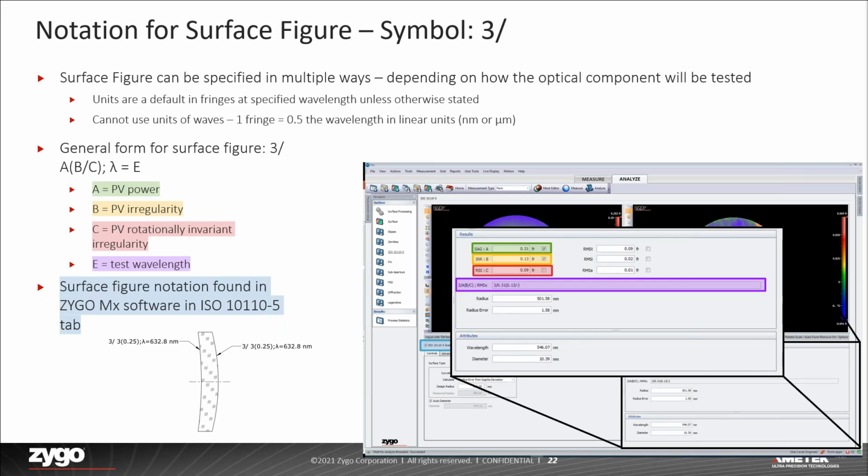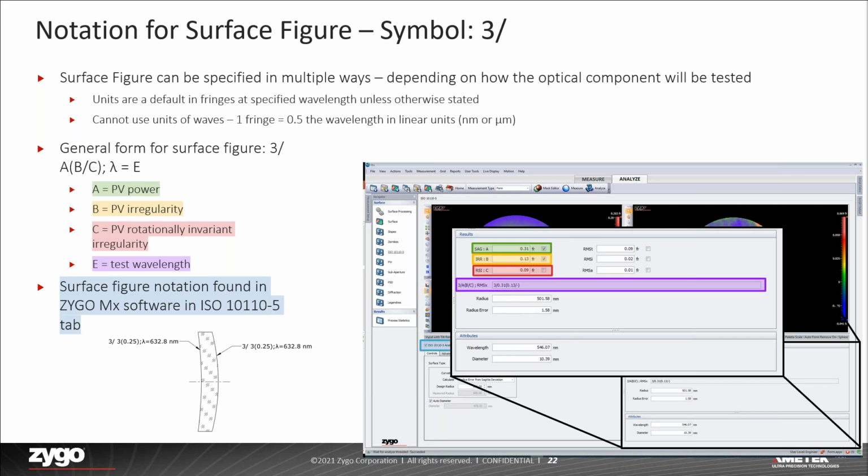Looking at the surface form or figure can be done in many different ways. The general method of specifying surface form or figure is with the notation shown here. In that case, we can specify the power, irregularity, rotationally invariant irregularity, and the test wavelength.